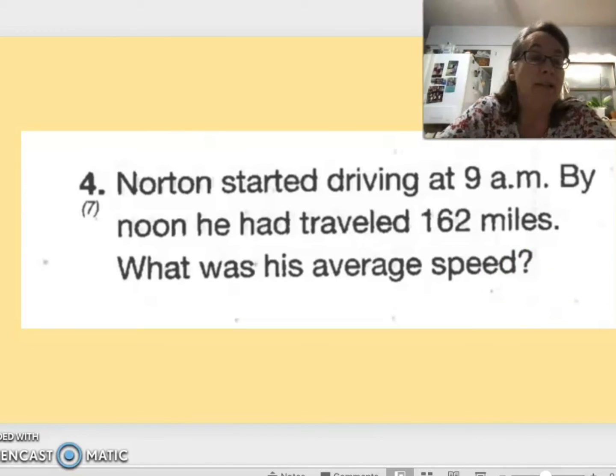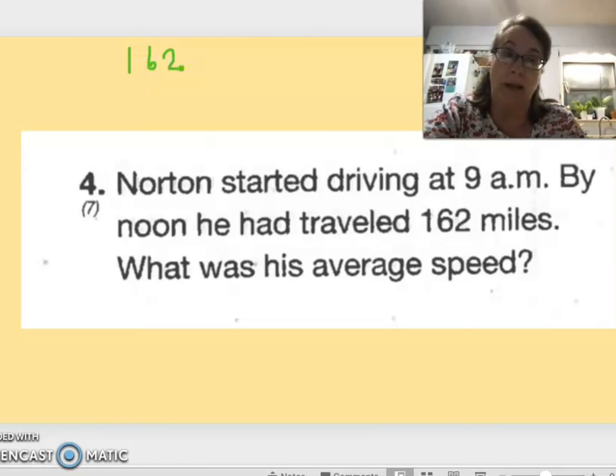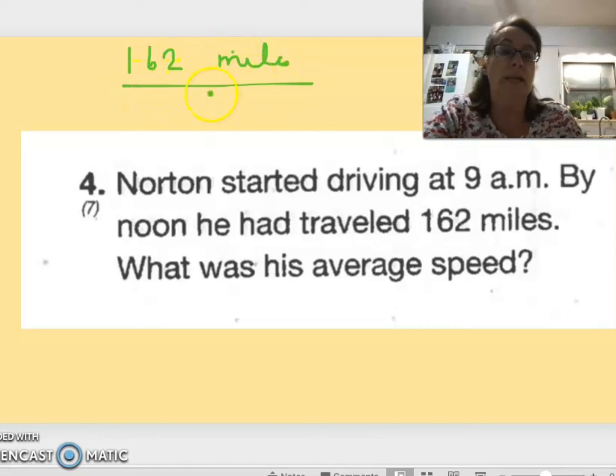Norton started driving at 9 a.m. By noon, he had traveled 162 miles. What was his average speed? Okay, so he traveled 162. Remember, speed is normally going to be miles per hour, right? So 162 miles in 3 hours. 9 to noon is 3 hours.